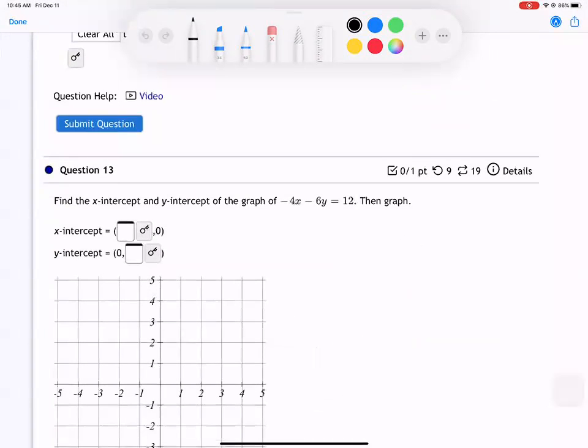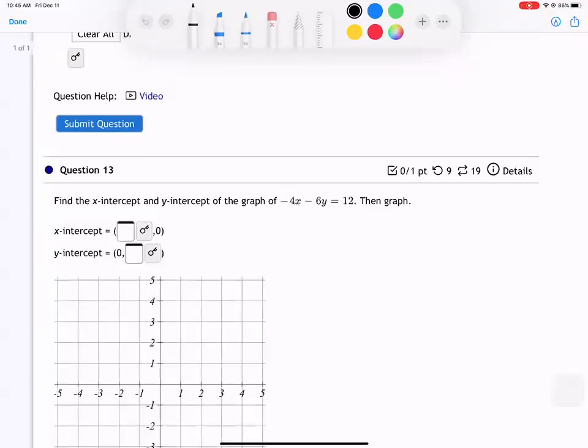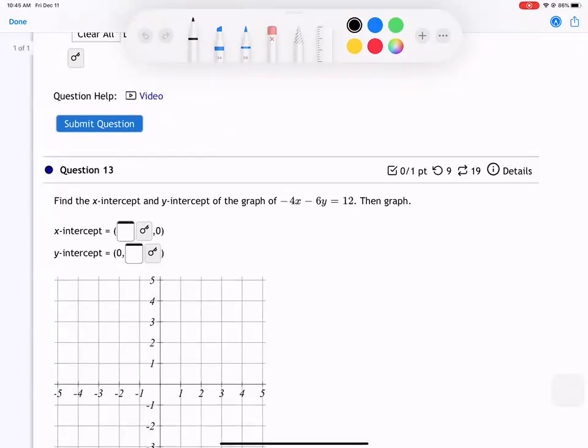Okay, so we're going to graph using the x and y intercepts. If you remember, the x-intercept is when y is 0. So if y is 0, what is your x value going to be? Divide by -4, x is equal to -3. If I want to solve for the y-intercept, we make x 0, and we just solve for y. Divide by -6 on both sides. y is equal to 12 divided by -6, which is -2.